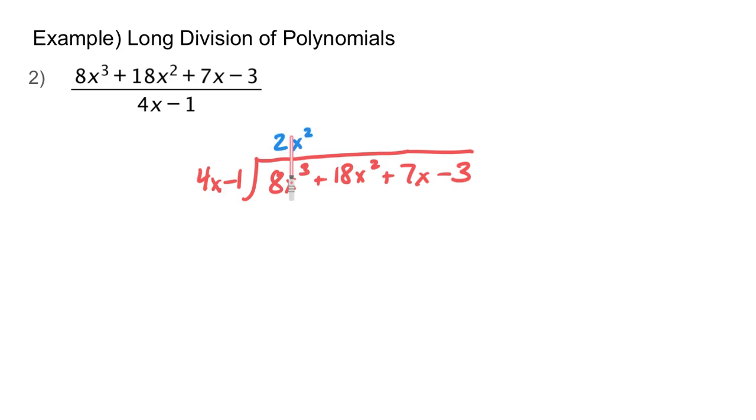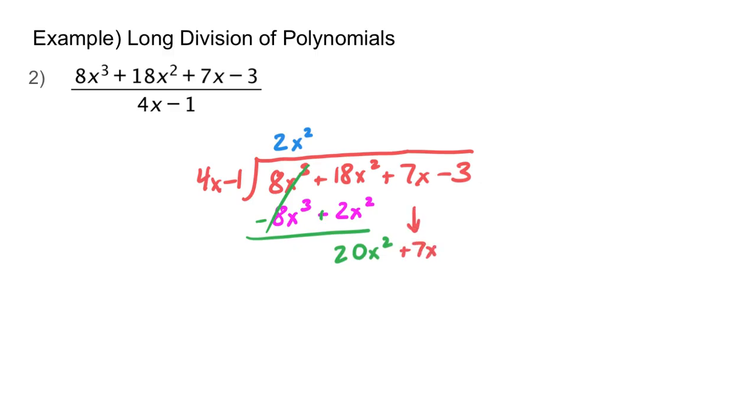Now I'll take this 2x squared and I will distribute it to the 4x minus 1. Then I will go ahead and subtract these two things. Remember, again, I changed my signs just like this. The 8x to the third minus 8x to the third will cancel out, and I'm left with 20x squared. I bring down my next term. And I repeat the process.